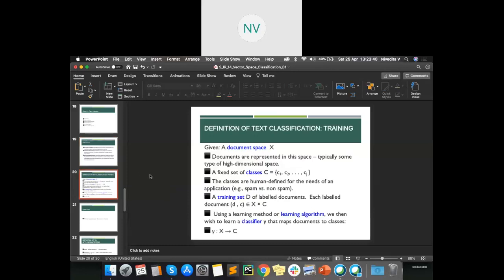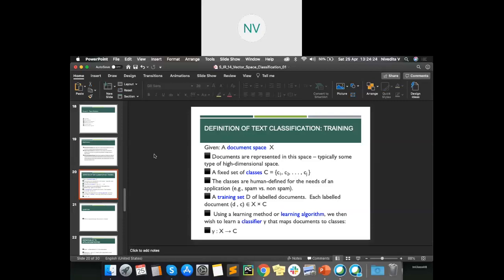In these slides we're talking about the definition of text classification training. For example, we have a document space X. Actually, we can see we have all the real documents. It represents a high dimensional space. Then we use C to represent our fixed set of classes. The classes are normally human defined. For example, a human can define the label of data as spam or not spam.